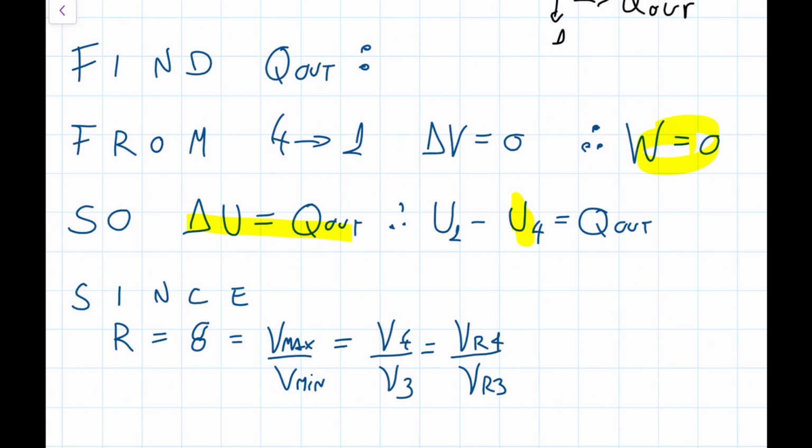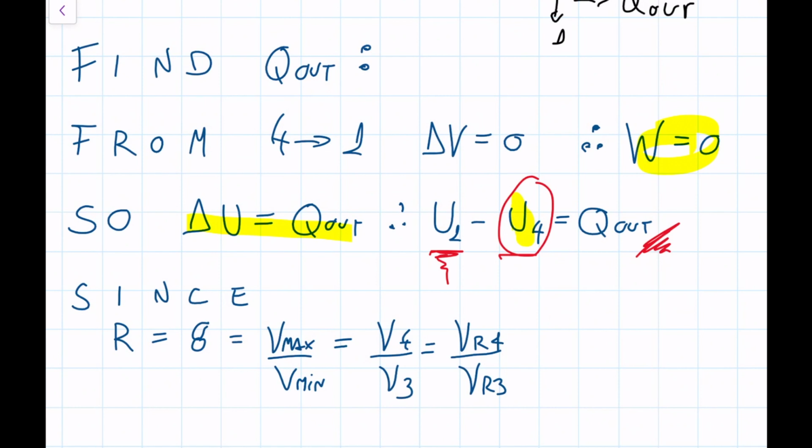Because what's the end state? What's my delta U? My end state is 1, so U1 minus U4 has to be equal to my Q out, which is what I'm looking for. Okay, problem is I don't have U4 yet. U1 I have had from the start. If you guys recall, I did it in green. Right in the very beginning of the first video, I grabbed U1 because I had the state defined completely. So all I need is U4 to be able to find my Q out.